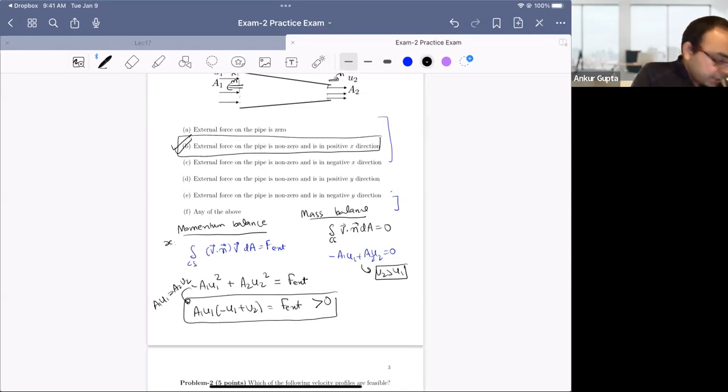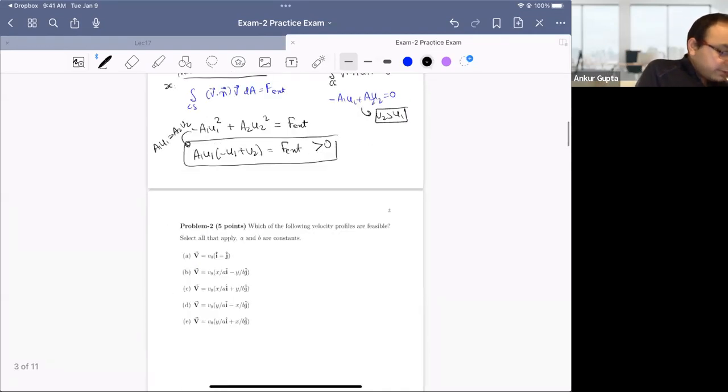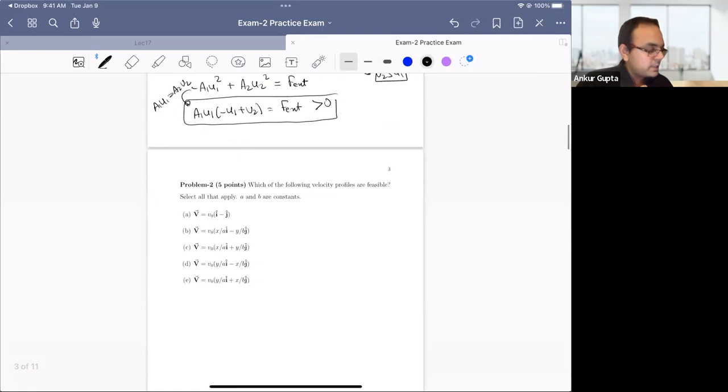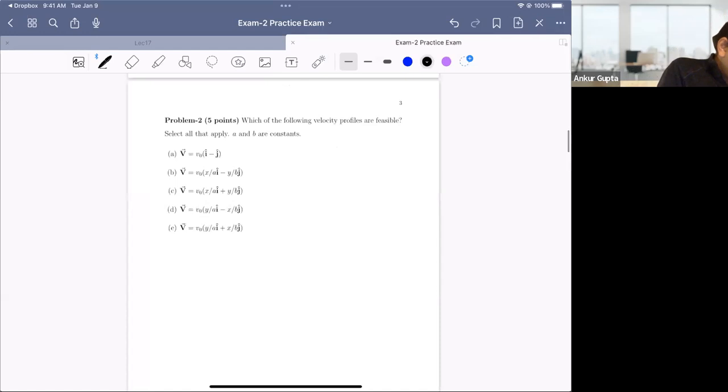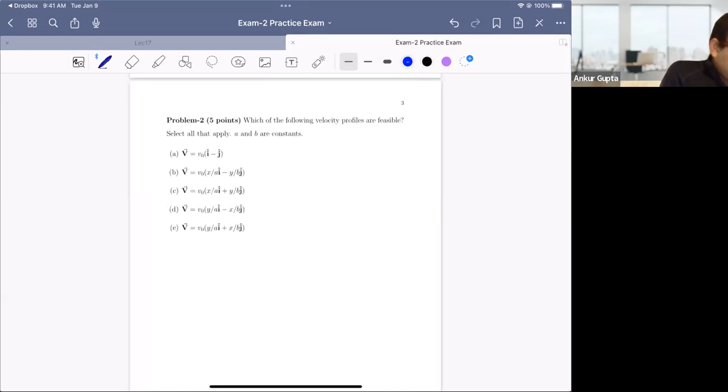Let's keep going. The second question is, which of the following velocity profiles are feasible? Select all that apply. A and B are constants. Clearly this is a problem from the continuity equation, because we have discussed that not all velocity profiles satisfy the continuity equation, which is the mass balance. So we want to make sure we satisfy the continuity equation. And to do that, we know it's only in i hat and j hat, so we can only write in 2 dimensions.